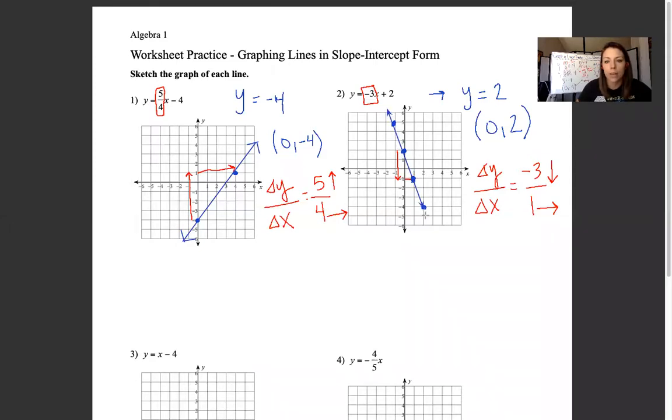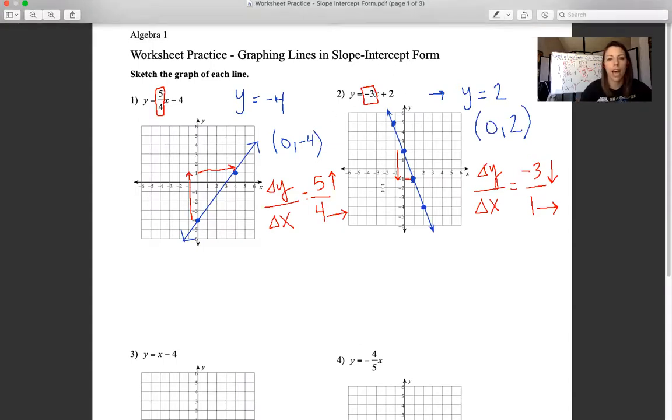Okay, here we go. Let's go ahead and connect these in a line. And there's all of the solutions to that function. All right, these next two are a little bit tougher. So let's go ahead and look at those.